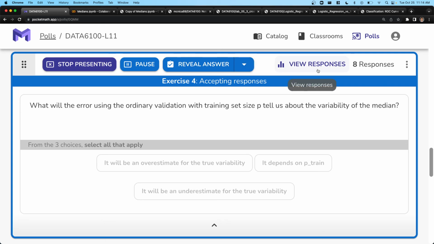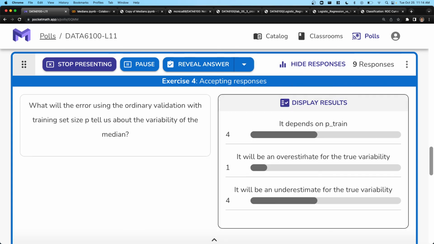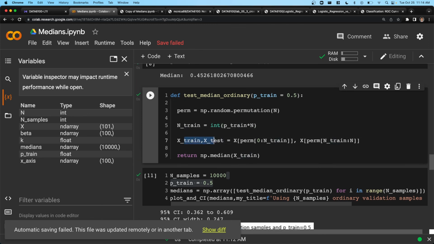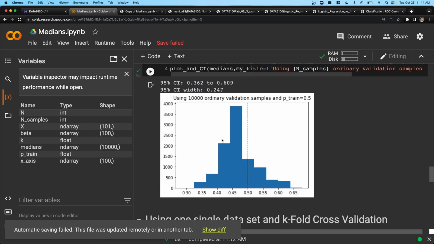So let's see what you guys think. Some people think it's going to be an underestimate. Most people think it's going to depend. And indeed, that is the right answer. So here, what I'm doing is making a training set and a test set by splitting up the x into two pieces, and I'm just taking the median of the training set. And depending on how big you make it, you get different things.